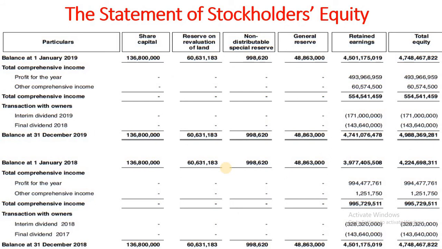If you analyze the statement of shareholders' equity of Bata Shoe Company Limited, you will find that total equity and retained earnings have changed from January 1, 2019 to 31st December 2019. Total equity has increased over the period for Bata Shoe Company Limited.